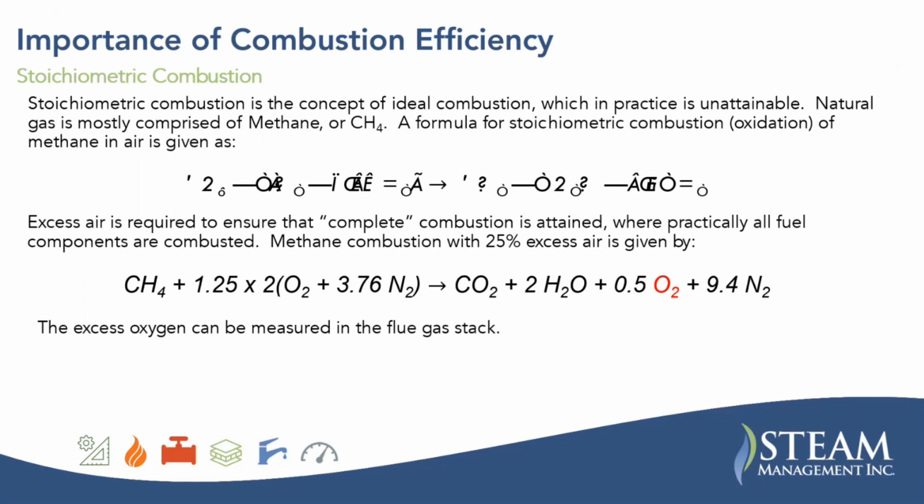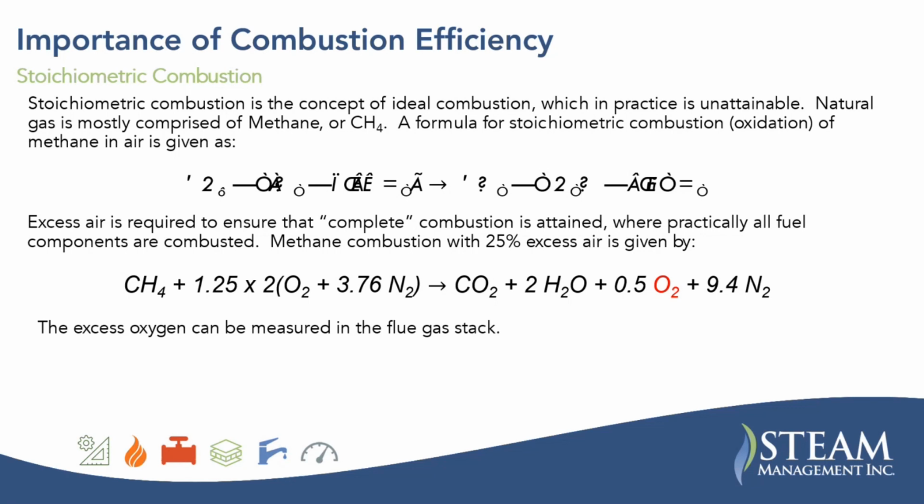Now we'll talk about stoichiometric combustion. Stoichiometric combustion is the concept of ideal combustion, which in practice is actually unattainable. Since natural gas is mostly comprised of methane, we're going to look at the combustion formula for methane. The reaction of combustion is also called oxidation. This first equation here is methane in air. It's a simplified version. Like I said, in reality, natural gas has other constituents, but methane with the main components of air, which is oxygen and nitrogen, results in carbon dioxide, water, and your leftover nitrogen.